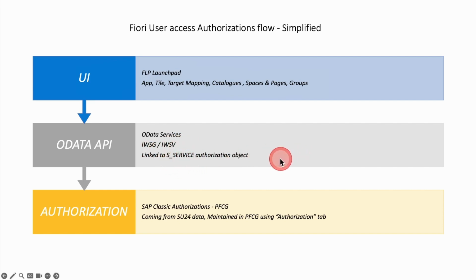The third layer is authorization, which uses the classic SAP authorization framework, where data comes from the SU24 transaction and you maintain it in the PFCG transaction by going into the authorization tabs. So this is the simplified version of the authorization flow chart that was represented earlier. We'll try to go through each of these layers, and I will explain all of these concepts.